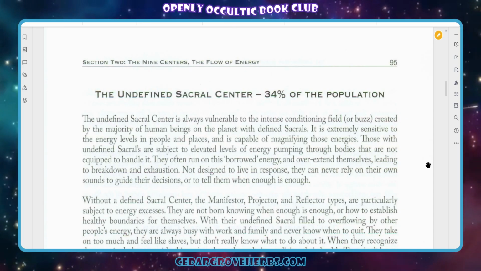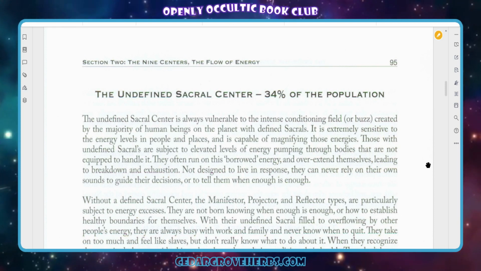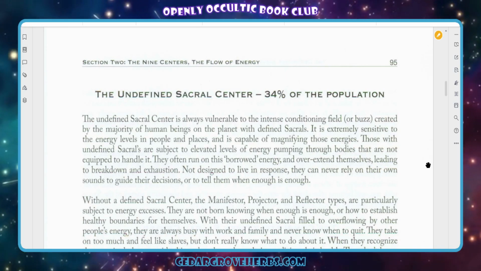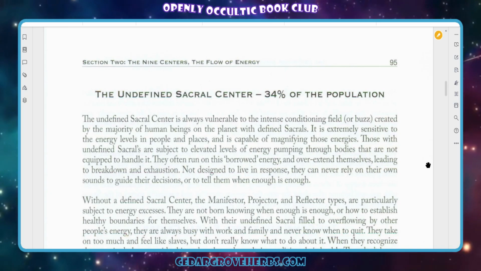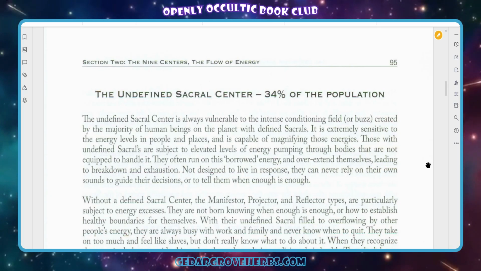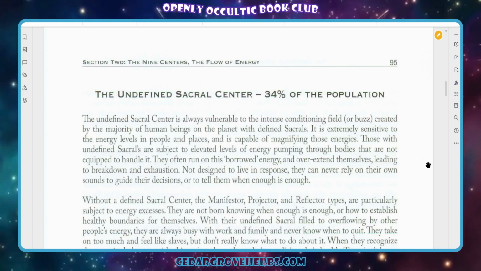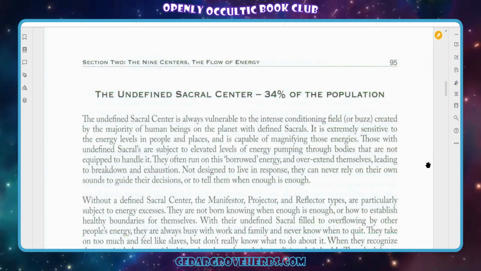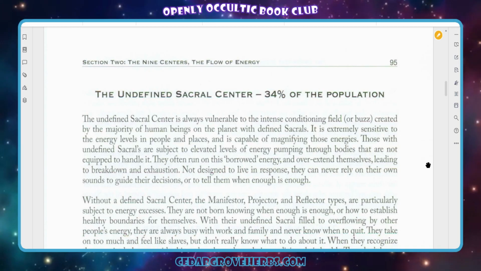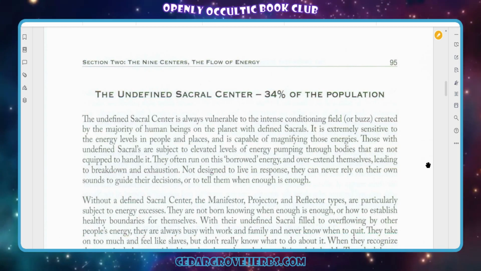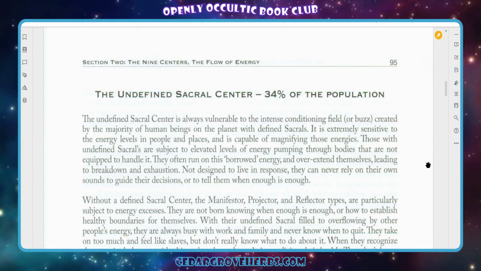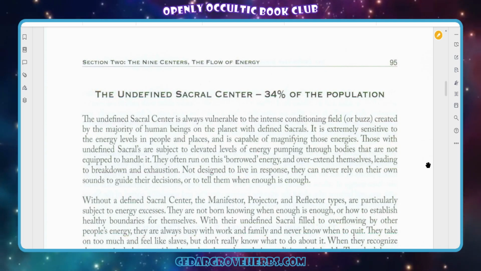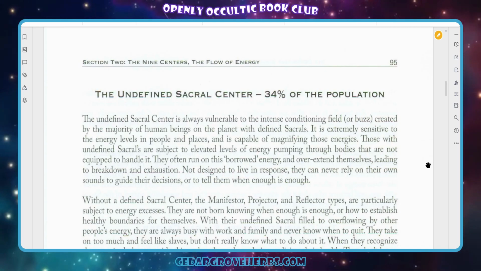The undefined sacral center is always vulnerable to the intense conditioning field or buzz created by the majority of human beings on the planet with defined sacrals. It's extremely sensitive to the energy level in people and places and is capable of magnifying those energies. Those with undefined sacrals are subject to elevated levels of energy pumping through their bodies that their bodies are not equipped to handle. They often run on this borrowed energy and overextend themselves, leading to breakdown and exhaustion. Not designed to live in response, they can never rely on their own sounds to guide their decisions or to tell them when enough is enough.